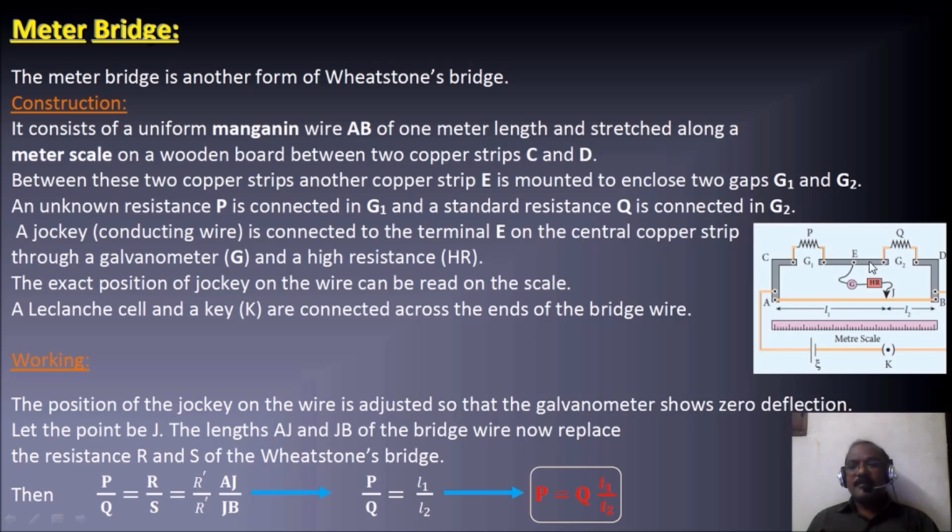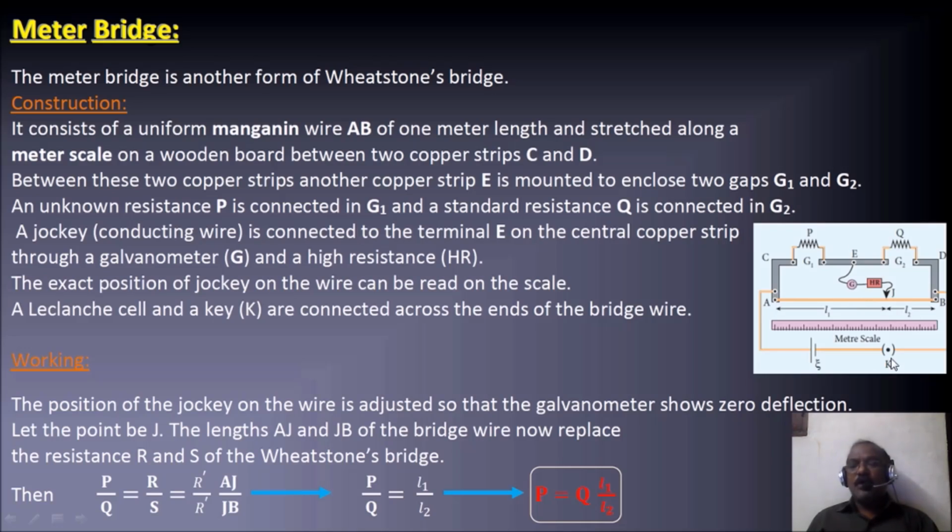Then another copper strip E is enclosed between the 2 plates in order to fill the gaps G1 and G2. The 2 ends of the E and C are connected by an unknown resistor P for which we have to find the value. The other end of E and strip B is enclosed with the resistor Q for which we already know the value. You can connect a jockey J to the terminal E by using a galvanometer and a high resistance. Then this end of the wire AB is connected to a Leclanché cell and a key to complete the circuit. This position of the key is movable. You can move it anywhere according to the deflection of G.